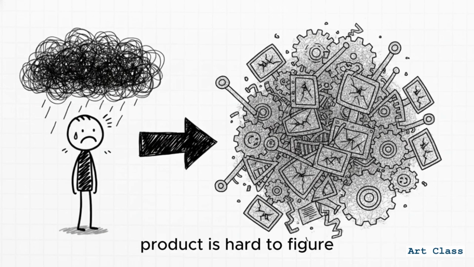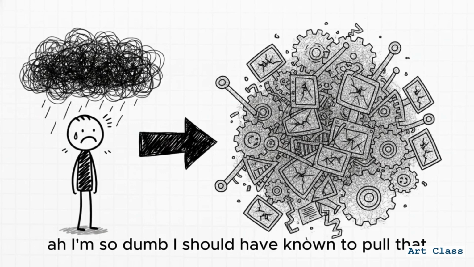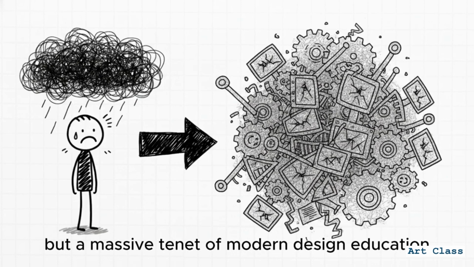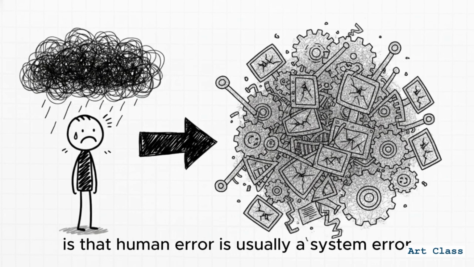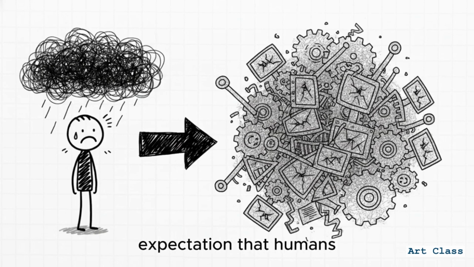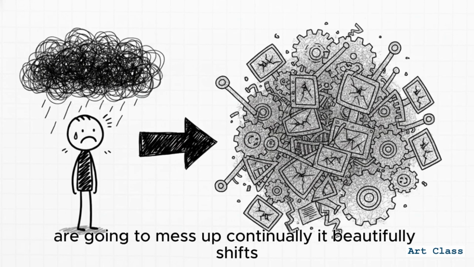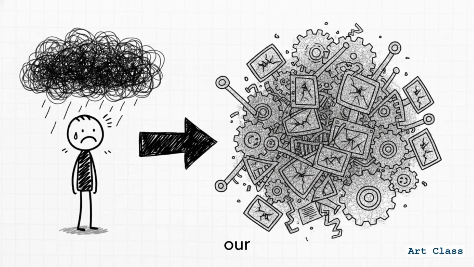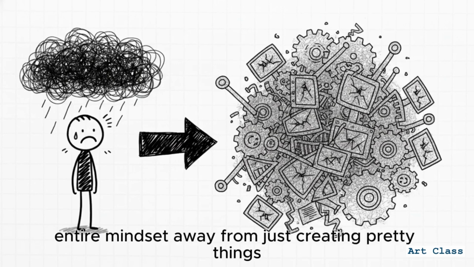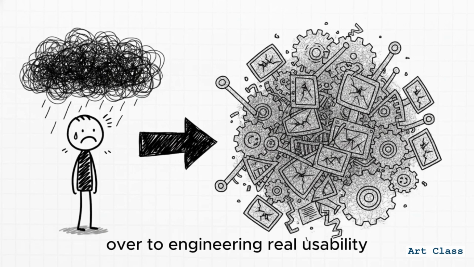Usually, when a product is hard to figure out, we internalize it. We think, I'm so dumb, I should have known to pull that. But a massive tenet of modern design education is that human error is usually a system error. Systems have to be engineered with the expectation that humans are going to mess up continually. It beautifully shifts our entire mindset away from just creating pretty things over to engineering real usability.